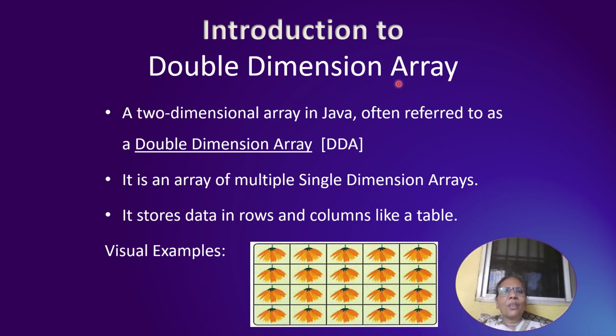Introduction to double dimension array. A two dimension array in Java is often referred as a double dimension array. It is an array of multiple single dimension arrays. It stores data in rows and columns like a table. This is a visual example where we are having some flowers arranged in rows and columns.